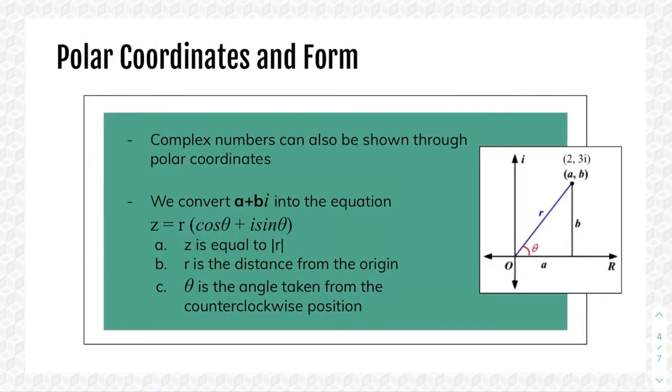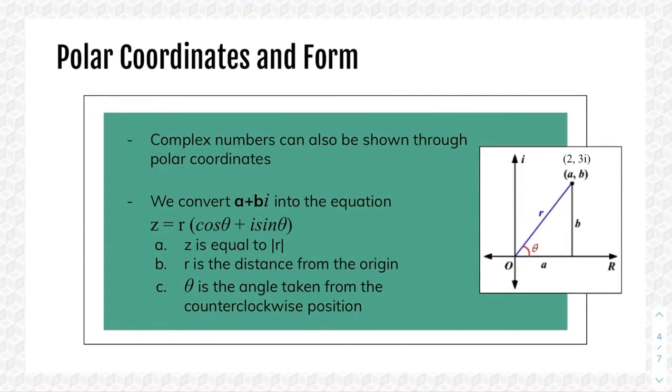Now for the polar coordinates and form, we have to know that complex numbers can also be shown through polar coordinates. We can convert a plus bi into the equation z equals r times (cosine theta plus i sine theta). That is our polar form. Cosine theta and i sine theta play a crucial part in a complex number's polar form. Let's look at our diagram to see why we derive these values.